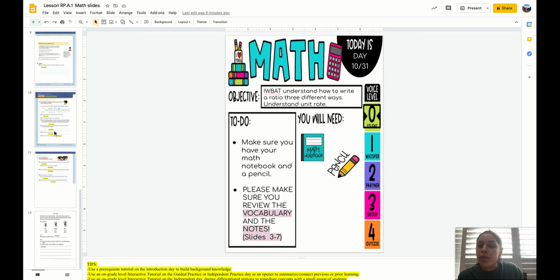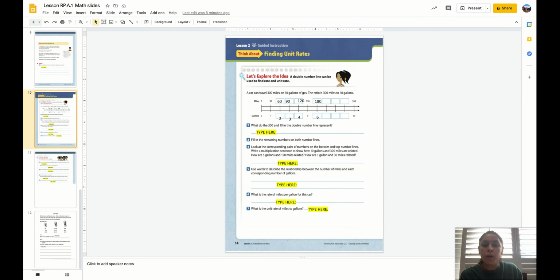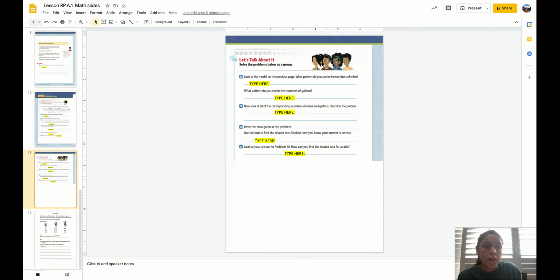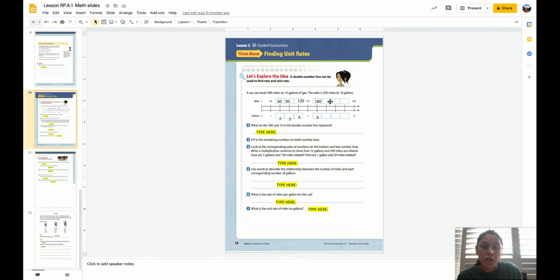So today we're using that information and we're focusing more on the unit rate, right? If you want to look at the double number line a little bit more, you see that these are all rates, right? But our unit rate would be 30 miles per 1 gallon.